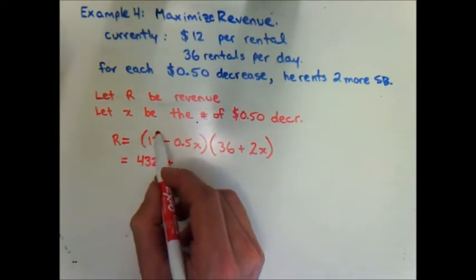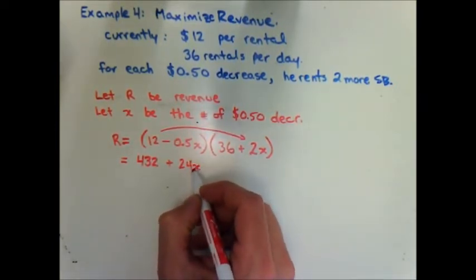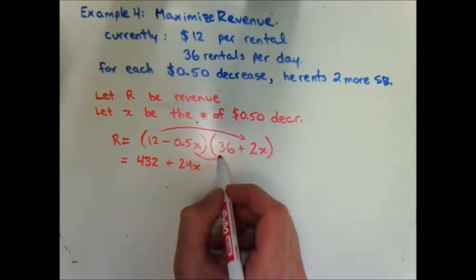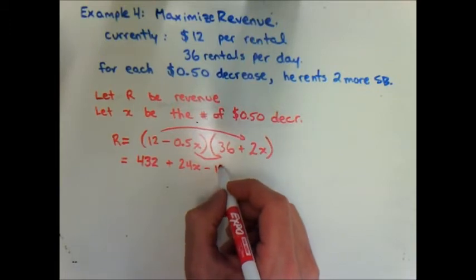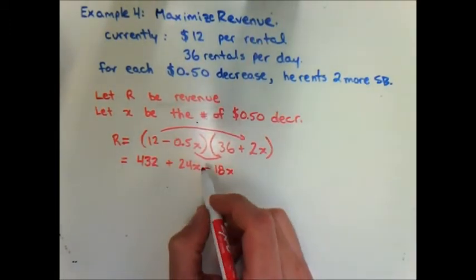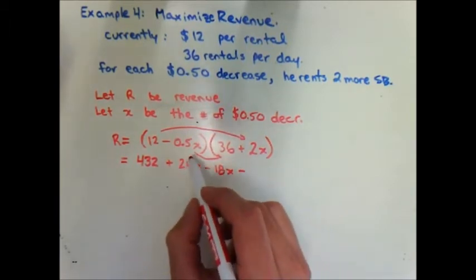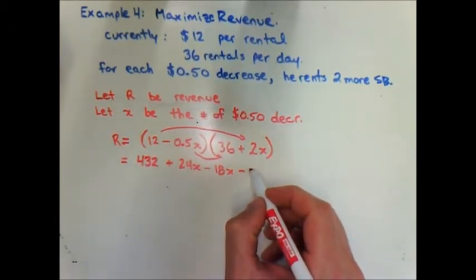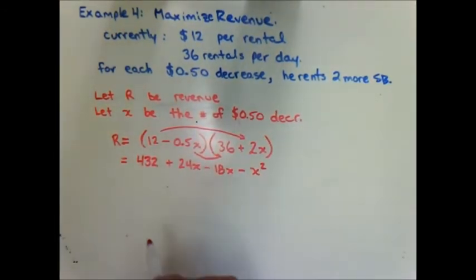Then we have 12 times positive 2x, which is 24x. Then we have our inner terms, which is negative a half x times 36, which is negative 18x. And our two outer terms, which is negative times a positive, and it's a half times 2, which is 1, and it's x times x, which is x squared. So it's just negative x squared.